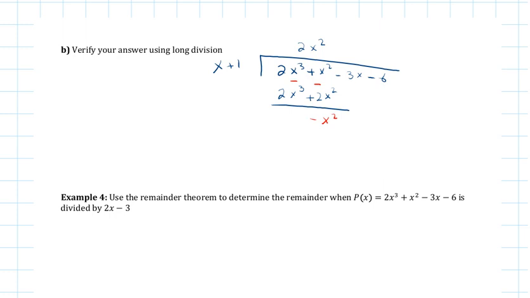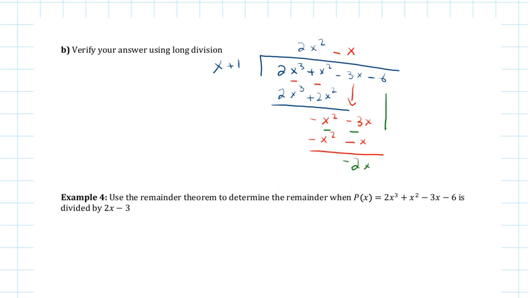Subtract, so that's going to be x squared, take away 2x squared, that's negative x squared. Bring down the negative 3x. So if I divide negative x squared by x, that's negative x. Now multiply negative x by x, that's negative x squared. And negative x by 1, that's negative x.